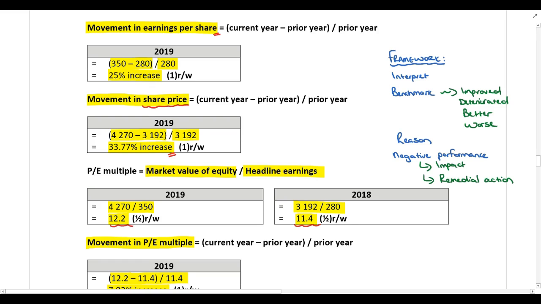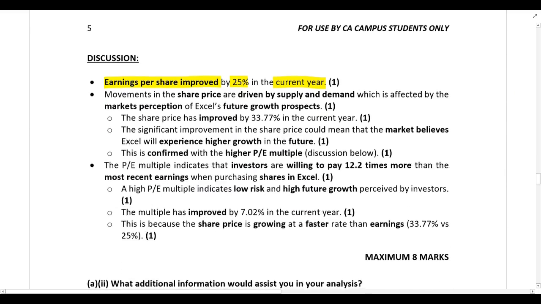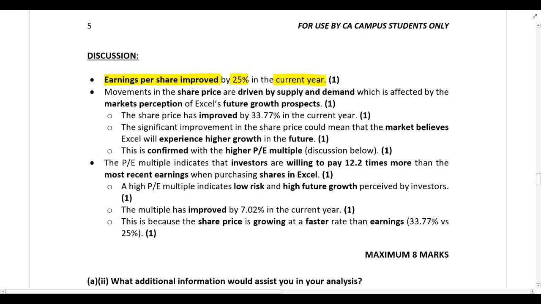All right, so once again, let's just go to the comments over here. So first we are going to interpret this. So the movement in the share price is driven by supply and demand, which is affected by the market's perception of Excel's future growth prospects. So we said that the share price improved. So remember, when you're comparing to a benchmark, make sure that you use the correct terminology. Don't just say that the share price increased. It improved by 33.77% in the current year.